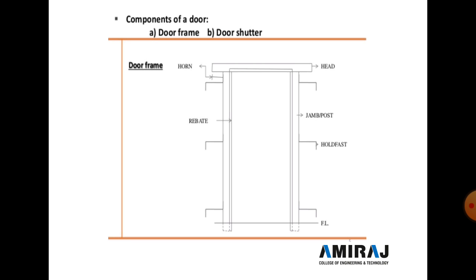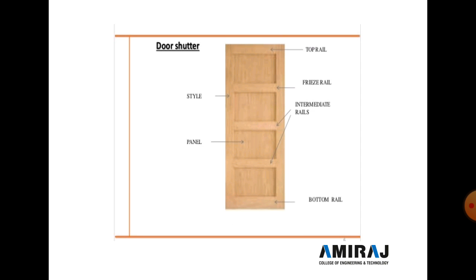So a hold fast is generally used to fix the door frame in a wall. And rebate: a rebate is one type of gap provided. It is the depression or recess made inside the door frame to receive the door shutter, and it is known as a rebate. So here the gap is provided to receive the door shutter. So these are the different technical terms.